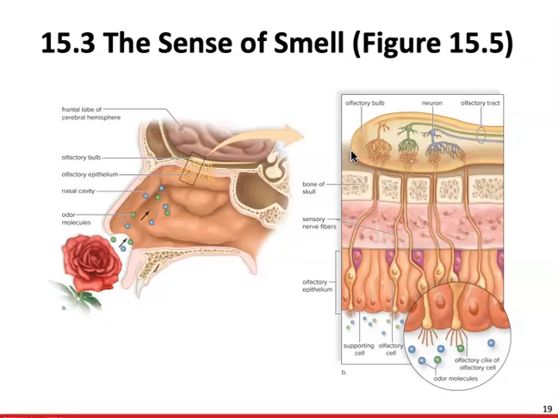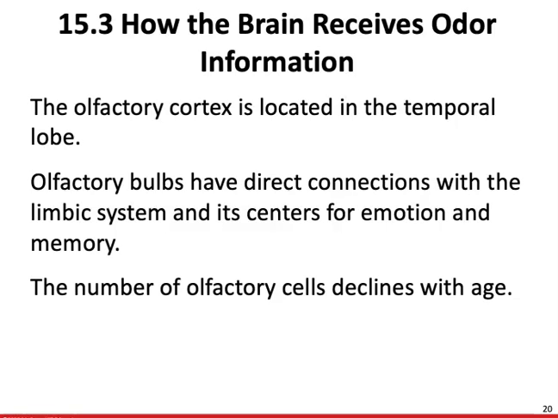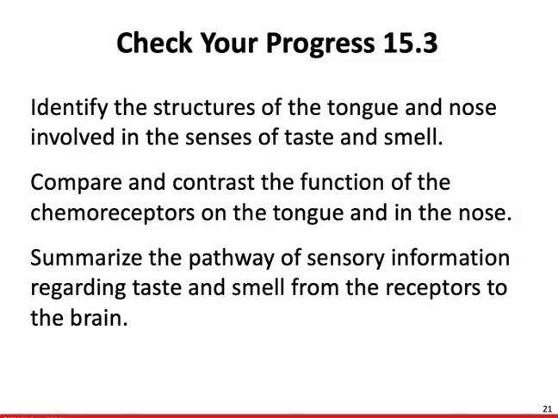The number of olfactory cells declines with age, so it is possible to slowly lose your sense of smell over time. You may notice that food may not taste the way it used to. Over time, you can start to lose the number of your olfactory cells. All right, so here is a breakdown of what I just said. The olfactory cortex is located in the temporal lobe. Olfactory bulbs have direct connections to the limbic system, which is the center for emotions and memory, and the number of those olfactory cells declines with age.